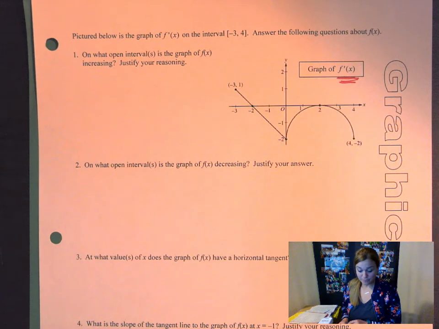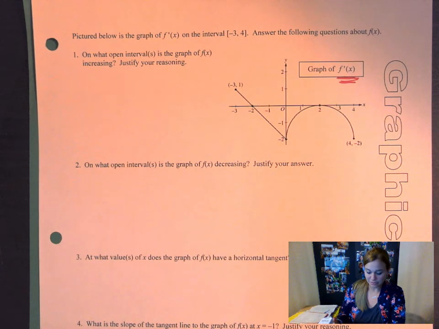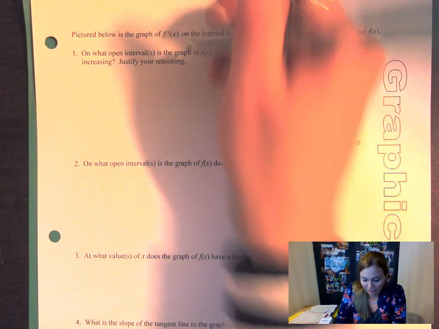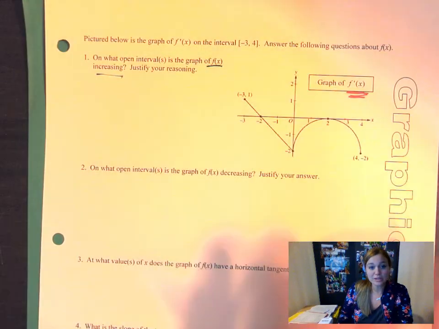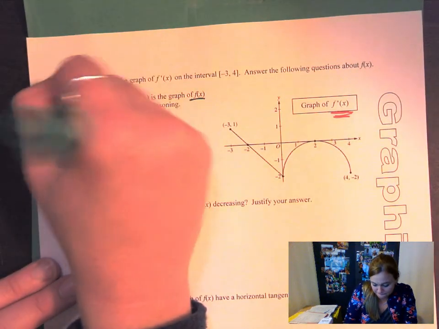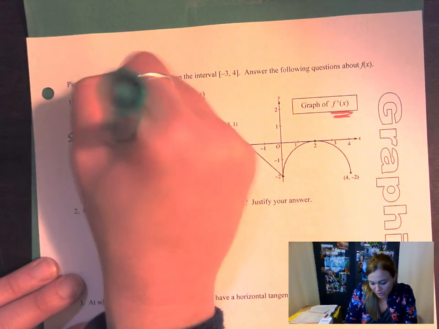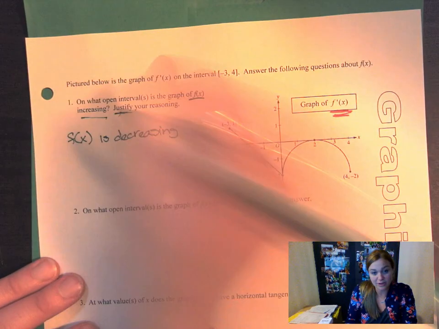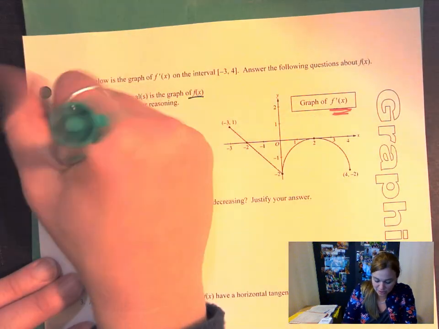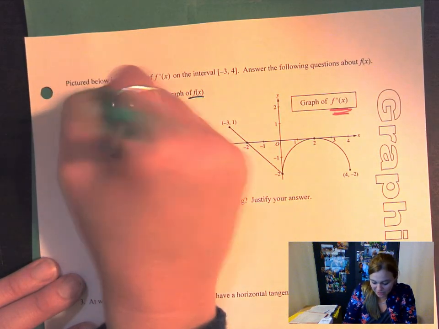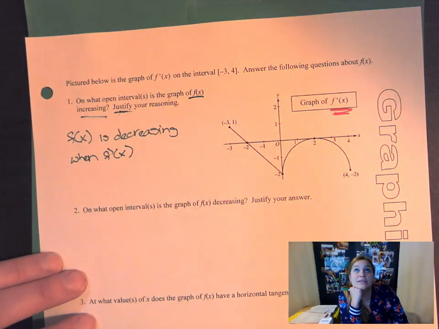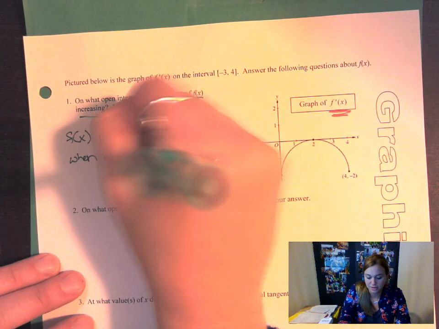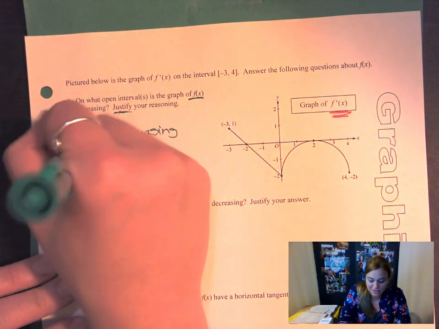So I'm going to do this now because I don't have to stop myself, since it's a video and I'm going to stop you with Edpuzzle. On what open intervals is the graph of f of x decreasing? I am going to write my explanation before I even look at the graph. Since it says justify my response, I'm going to say f of x is decreasing when f prime of x, and now I'm thinking about this, f of x is decreasing when its slope is negative. And then I'm going to say this occurs on the intervals.